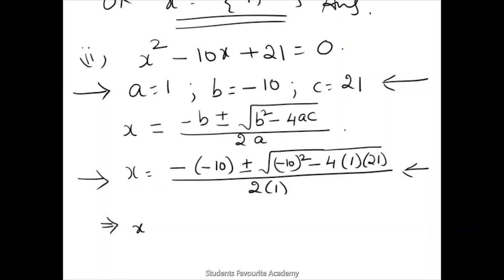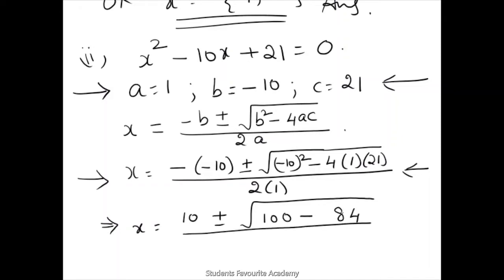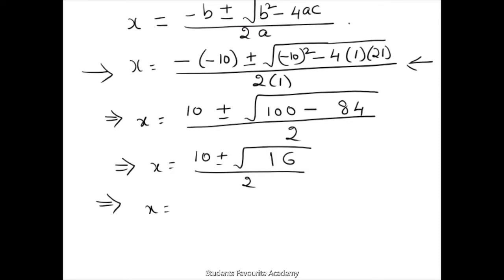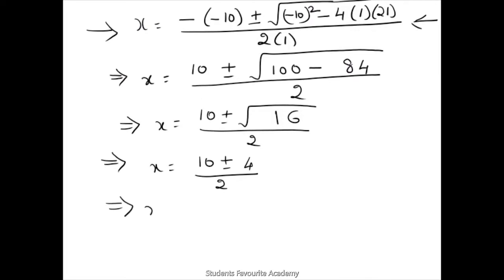So in the next step it becomes x is equal to minus into minus plus, plus or minus square root of the minus 10 square, which is 100, minus 4 into 21, becomes 4 ones are 4, 4 twos are 8, whole upon 2. So implies x is equal to 10 plus or minus square root of 100 minus 84, which is 16, whole upon 2. So this implies x is equal to 10 plus or minus square root of 16, which is 4, upon 2. So the values of x are: x is equal to 10 plus 4 upon 2 and x is equal to 10 minus 4 upon 2.